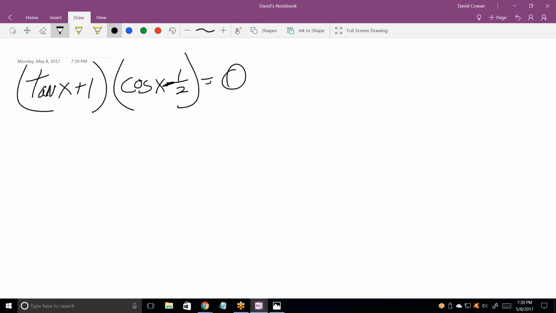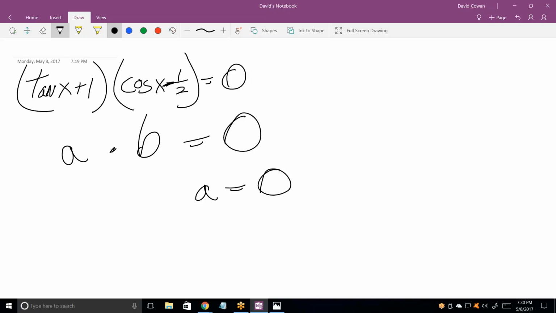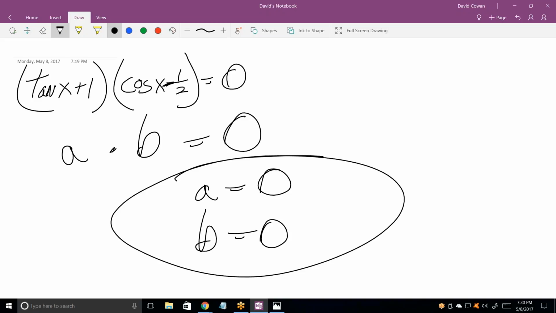And I overlooked the obvious, which is A times B equals 0. That means either A equals 0 or B equals 0. Both don't have to be true, but one of them does. And in our case, they both were true. Usually both of them aren't true.